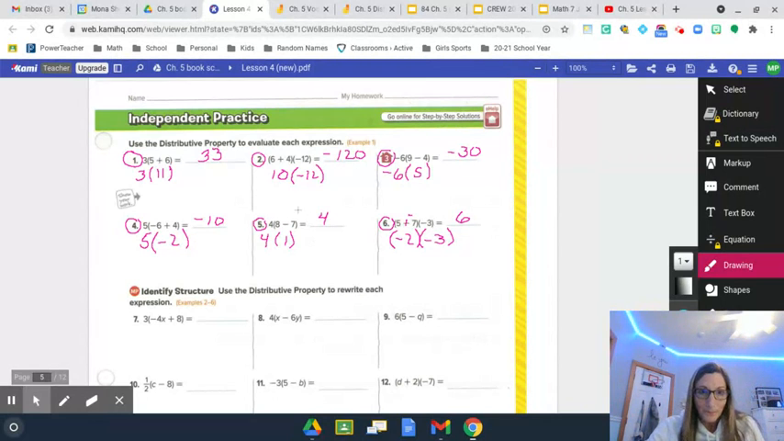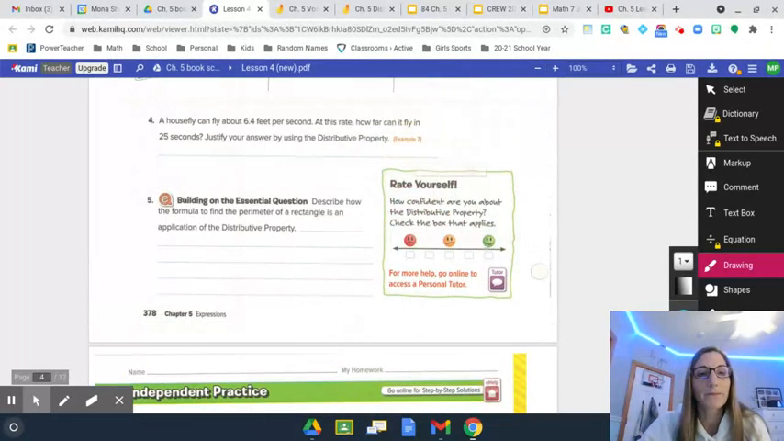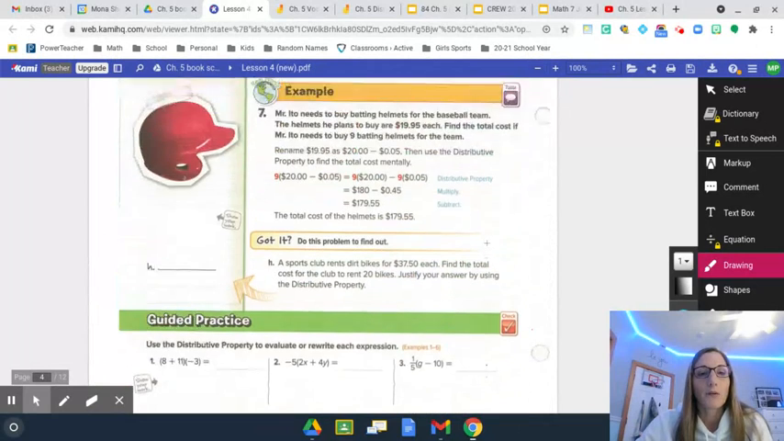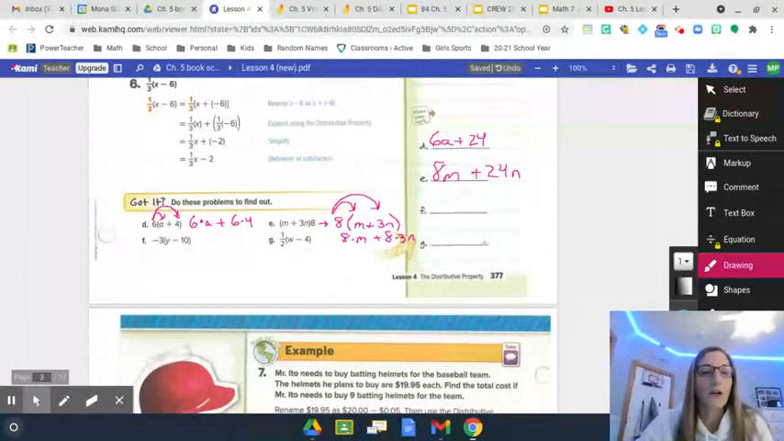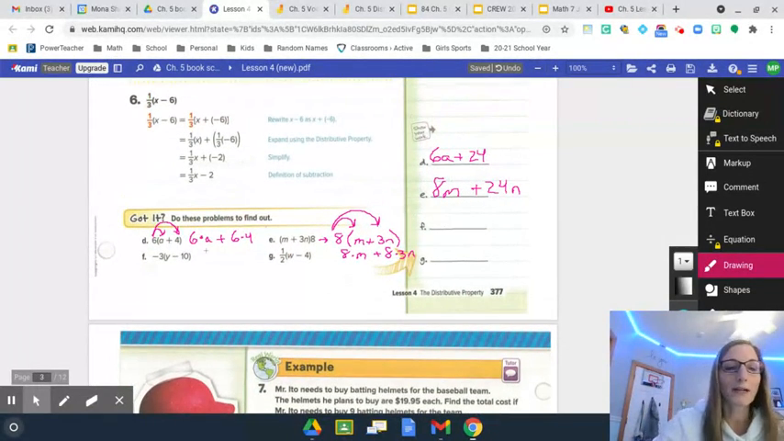All right. So we're going to do a couple more and then we're going to end for today. So we're actually going to come back up and we're going to look at those other two problems I skipped a minute ago. Okay. So we're going to go back to the got it on page 377. So let's take a look at letter F.